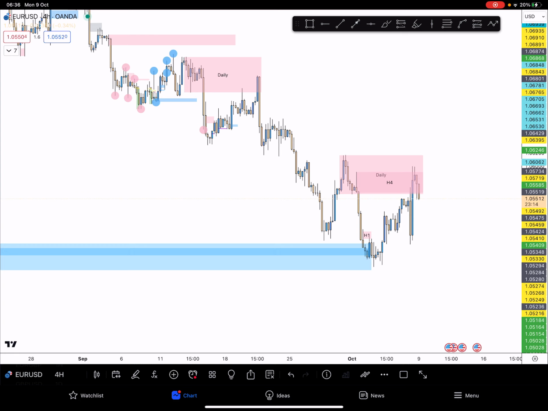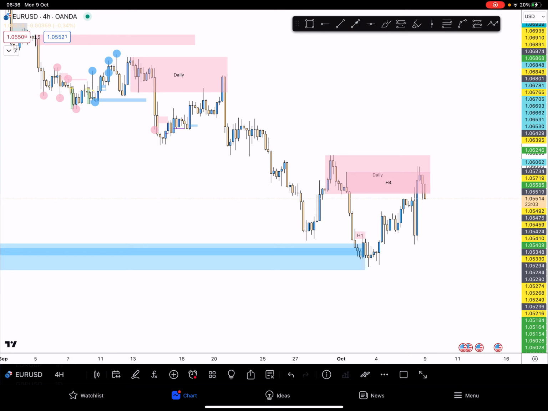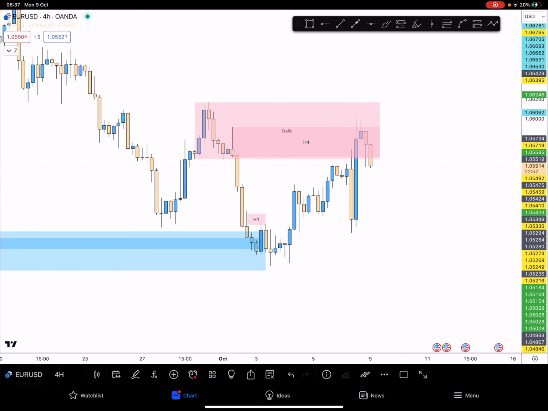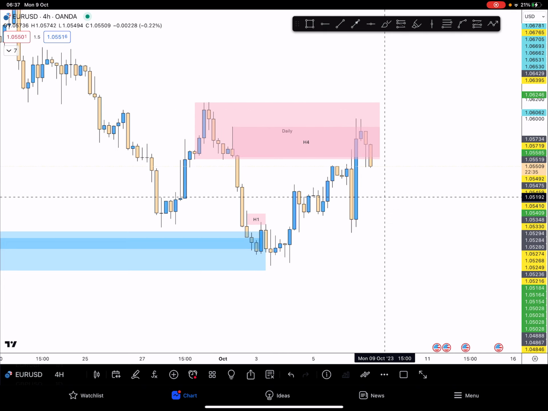So we're gonna take a look at the Euro USD as we do every day, and just see what price has done and what price is doing right now. So without any further ado, let's just dive into it. So this is Euro USD from the H4 time frame, and as you can see, price really did what we thought price was gonna do. It built up into this H4 point of interest and into this daily, and we have a reaction.